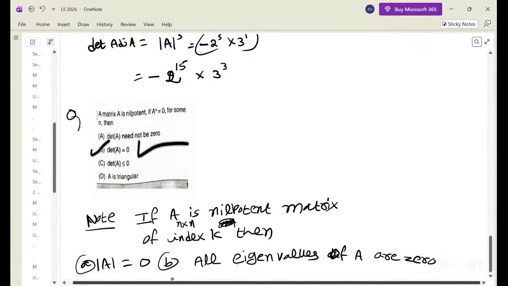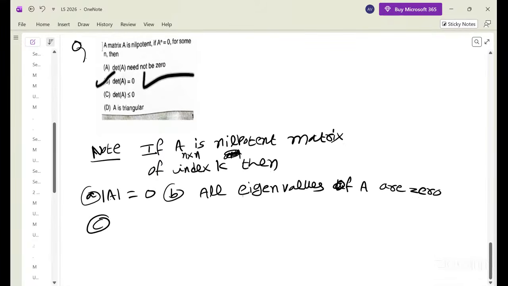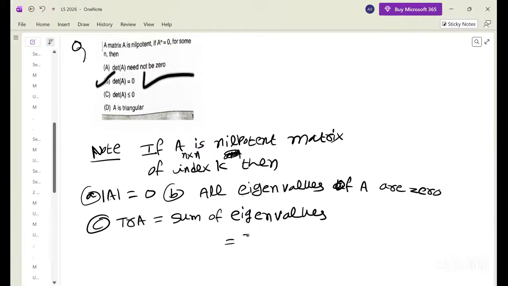Not only that, because all eigenvalues are 0, the trace will be 0, because trace is nothing but the sum of the eigenvalues. Two definitions are given for trace. One is the sum of the principal diagonal elements. Another definition is the sum of eigenvalues. If all eigenvalues are 0, obviously the sum also will be 0. Therefore, it will be 0.